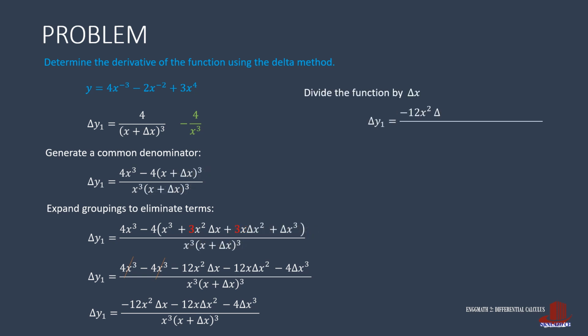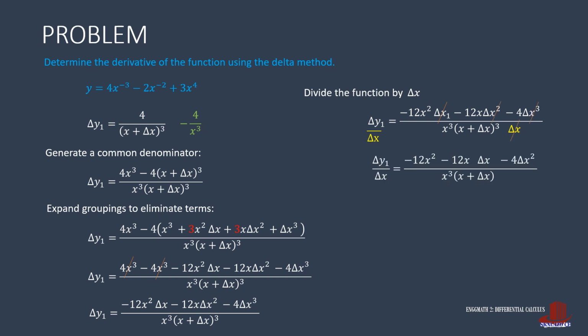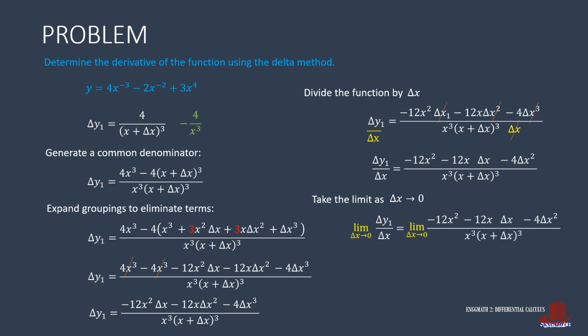Then move on by dividing the function by delta x, where we can then cancel some pairs, bringing about delta y over delta x as equal to negative 12x squared minus 12x delta x minus 4x squared all upon x cubed with the cube of x plus delta x.